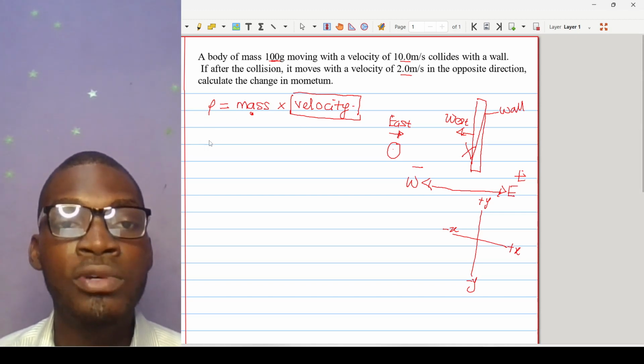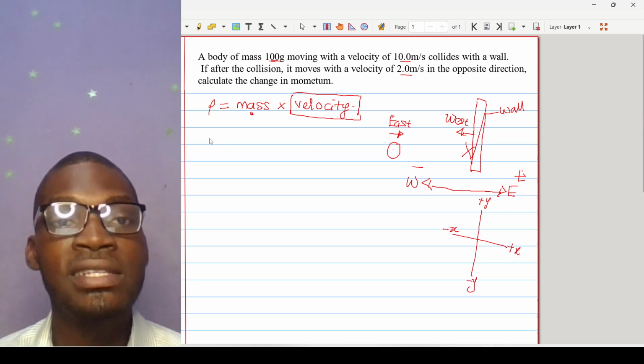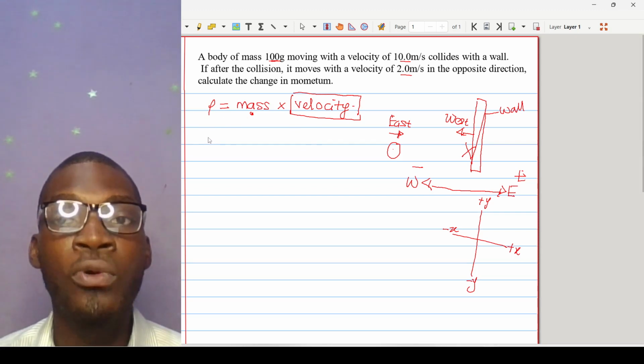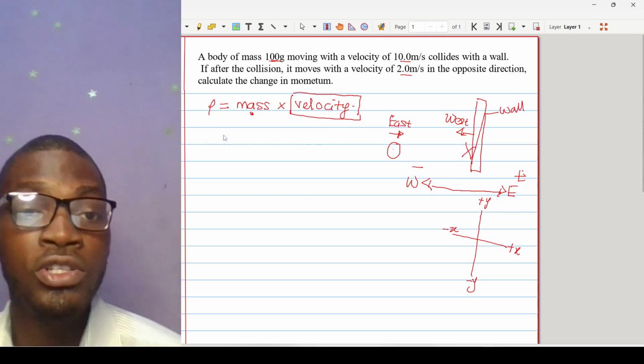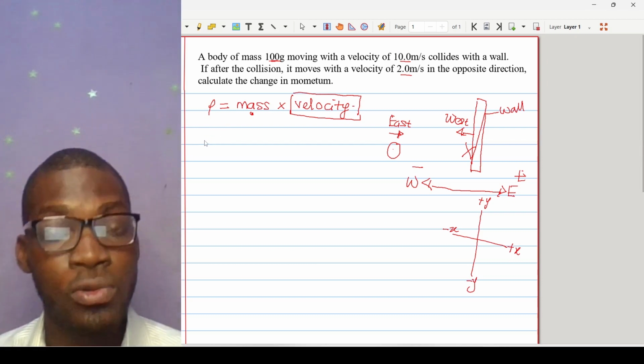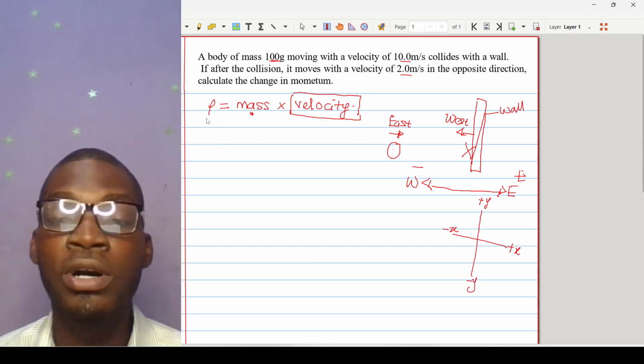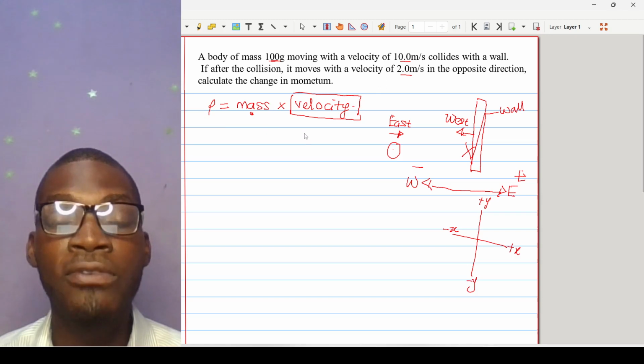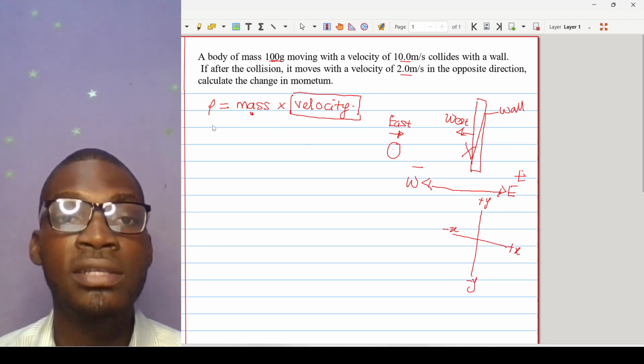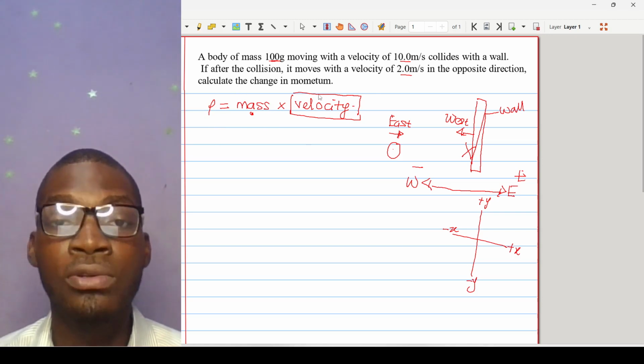Once you understand the question, you know what the question is asking you for. Then you look for the parameters in the question that will help you to solve it. So we already know our formula in this case. Then what is the question asking us for? It's asking us for the change in momentum.